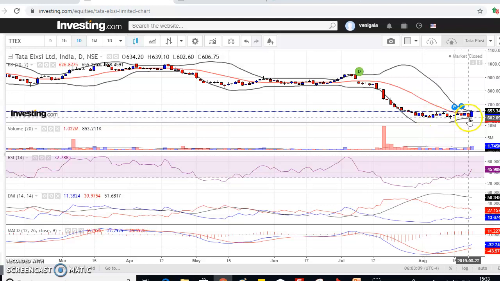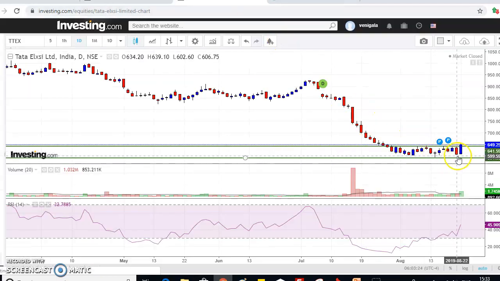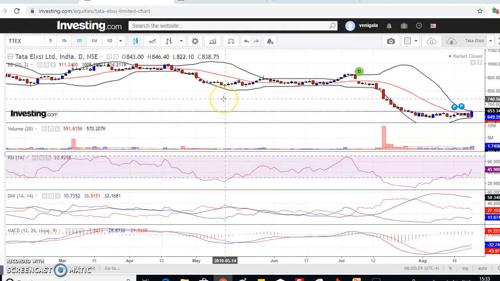On 24th August 2019, it gave a breakout over the consolidation zone of 642. This is the breakout it has given. It has given a breakout around the 642 level.